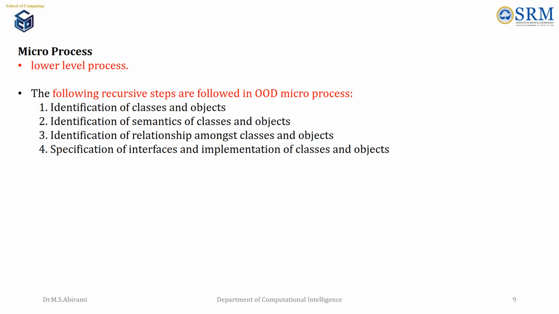Microprocess is a lower level process. The following recursive steps are followed in OOD microprocess: identification of classes and objects, identification of semantics of classes and objects, identification of relationships among classes and objects, specification of interfaces and implementation of classes and objects.